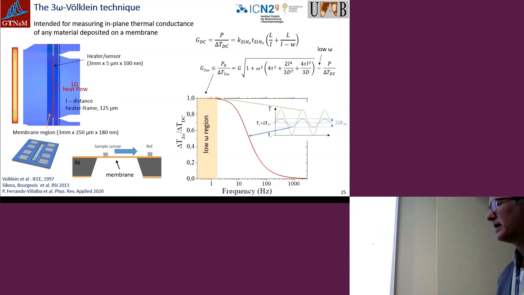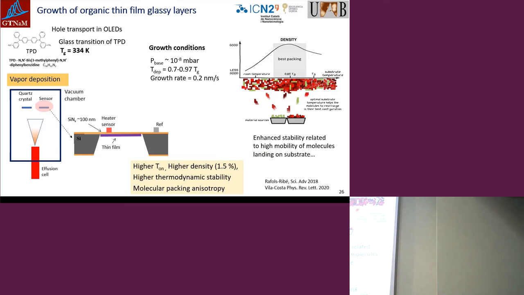So we use this in order to measure these organic materials. And let me tell you a little bit about how we grow them, because this is important for the analysis that I'll be doing later on. These are molecules that are vapor deposited, they are just evaporated very simply. And therefore, by changing the conditions of the deposition, we can deposit them with different densities and with different molecular orientations.